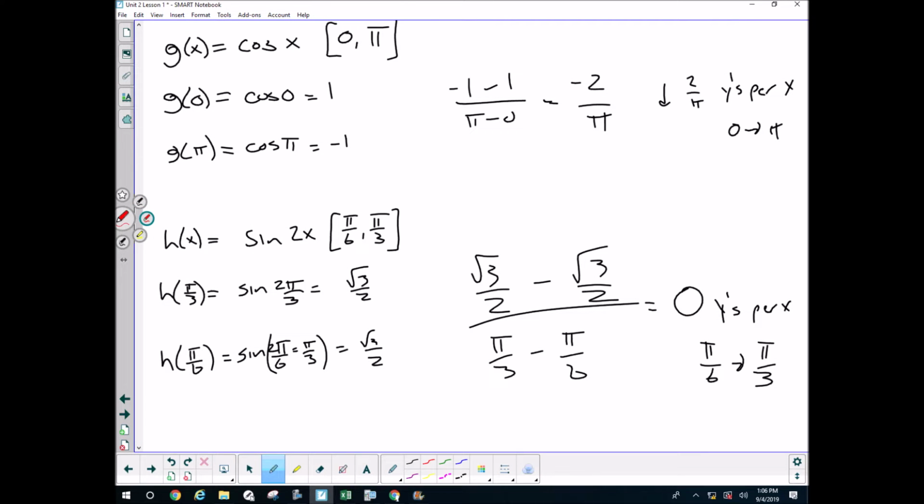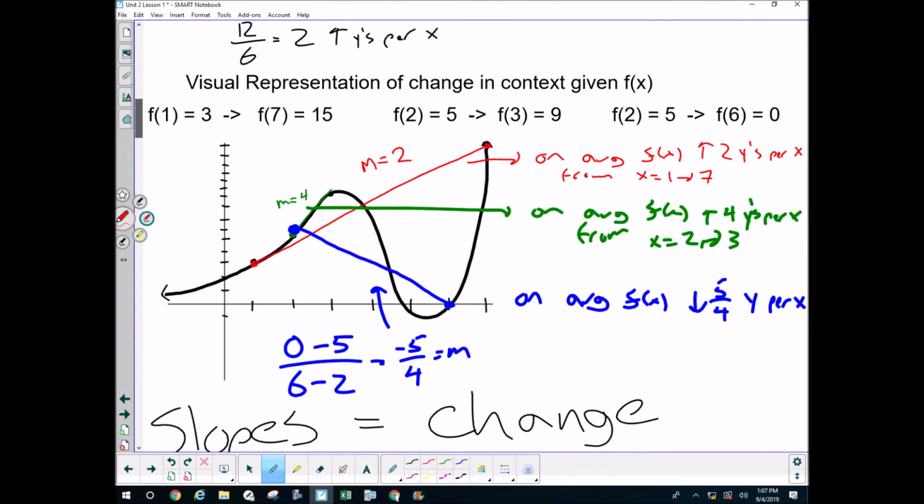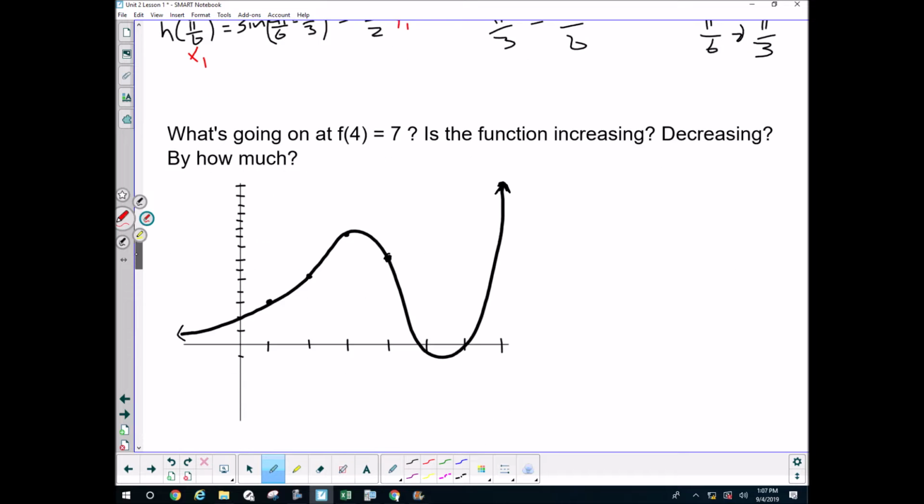So, slopes change. That's the key. Slopes are change. Changing your y's, changing your x's, gives you the change in context. How quickly did we change, on average, over an interval? Great.